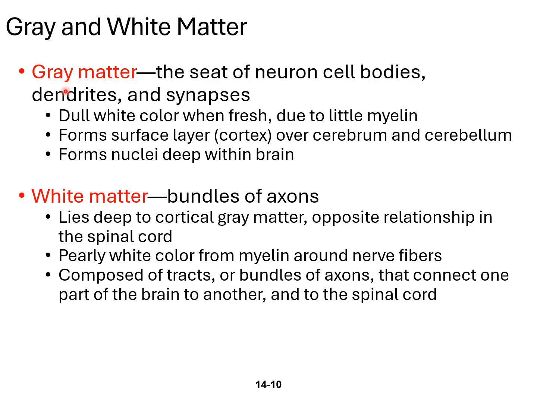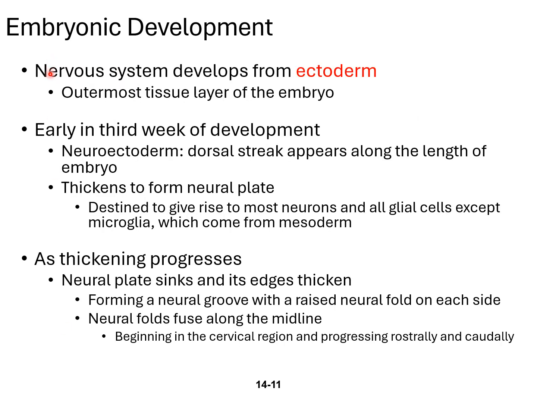Gray matter is going to be cell bodies. White matter is going to be axons with myelin. This is going to bring us to embryonic development. The nervous system develops from the ectoderm. If you remember meso, ecto, and endo, ecto is the one on the outside. So your whole nervous system is coming from this outermost layer.